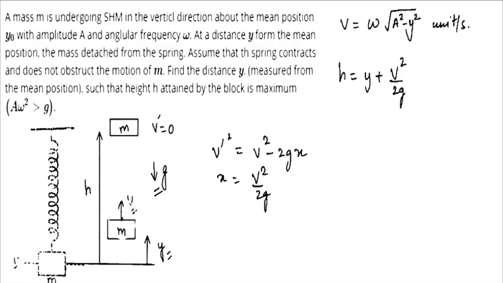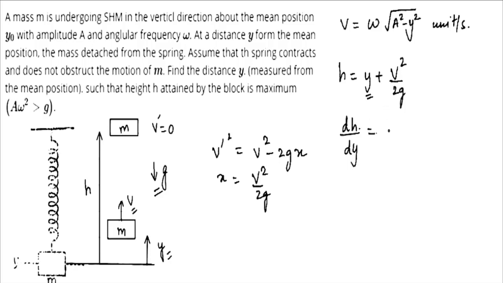So this height from here to here, due to the velocity, is v square upon 2g. So we will add. Now we have to find what is the value of y for which the height attained by the block is maximum, right? Now for maximum or minimum, we have to differentiate this equation. Let us differentiate dh divided by dy.